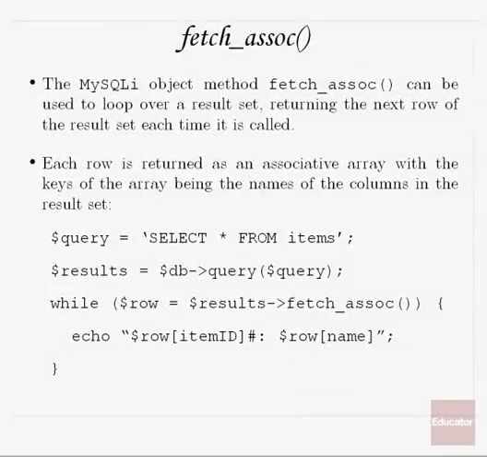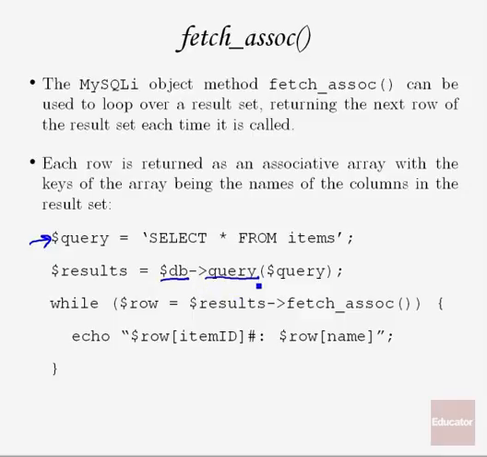So let's say we wanted to output the item ID and name of every item in our items database. We could create a query that says select star from items, which is going to pull all of the column data from items. Then we call the query method. This assumes, like in our last lesson, that this DB variable is a valid MySQLi object, which means we've already opened a connection to the database and verified that the connection is open.